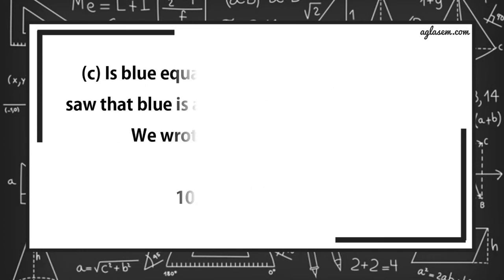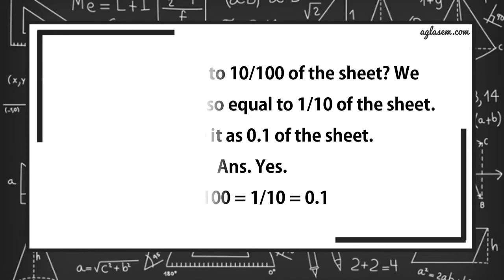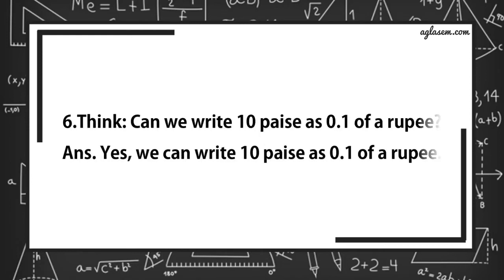Third, is blue equal to 10/100 of the sheet? We saw that blue is also equal to 1/10 of the sheet. We wrote it as 0.1 of the sheet. Answer is yes. 10/100 is equal to 1/10, that is 0.1. Further, fifth question says, can we say 10/100 is equal to 1/10 or 0.10? Answer is yes. Sixth, think. Can we write 10 paisa as 0.1 of a rupee? Answer is yes. We can write 10 paise as 0.1 of a rupee.